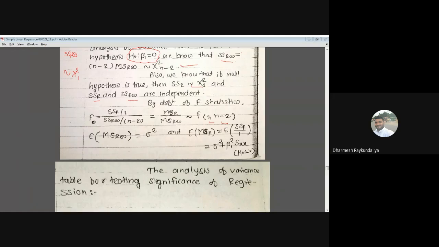And we have already proved that the expectation of MS residual is equal to sigma square. And what is the expectation of MSR? It is the expectation of SSR divided by its degree of freedom, that is nothing but sigma square plus beta 1 square Sx.